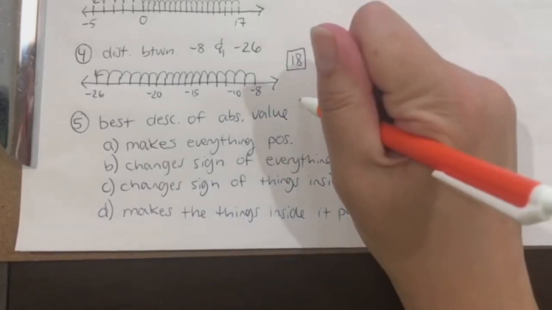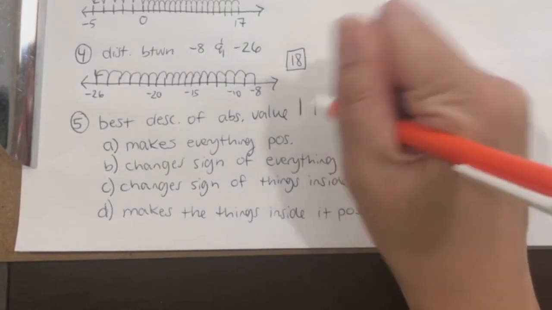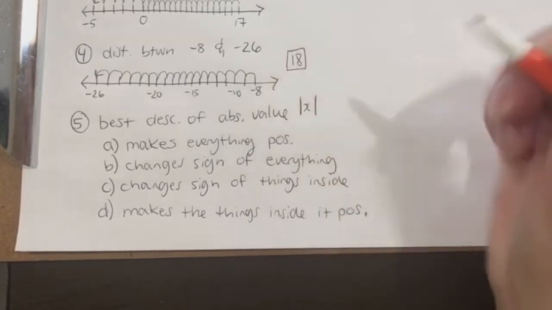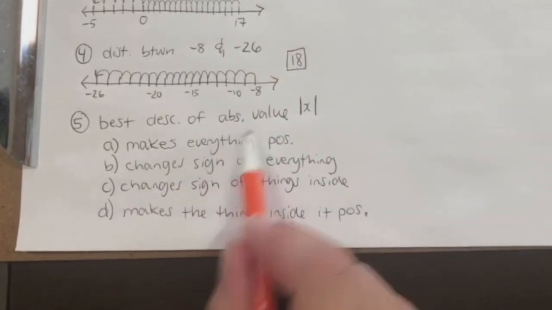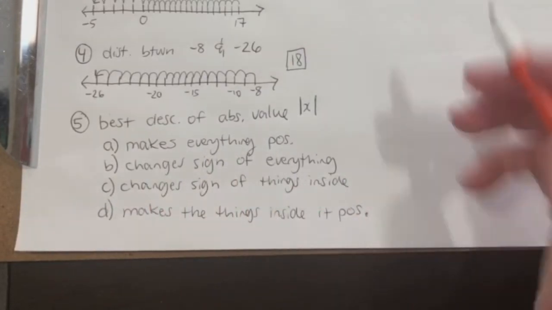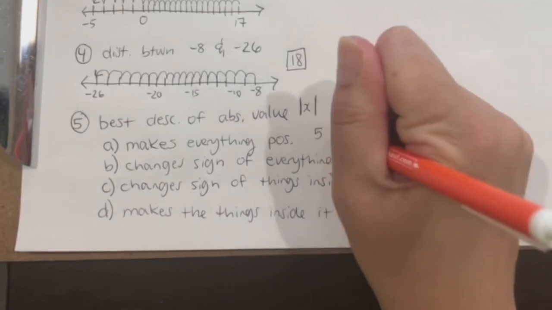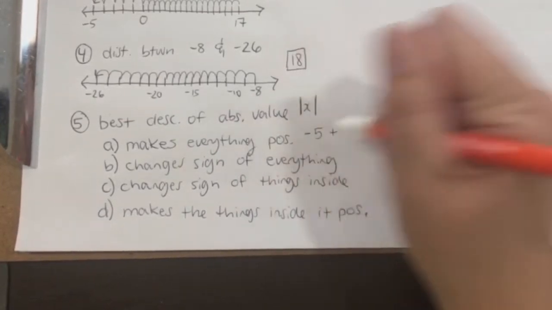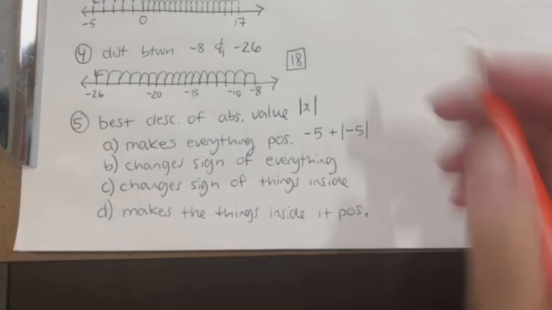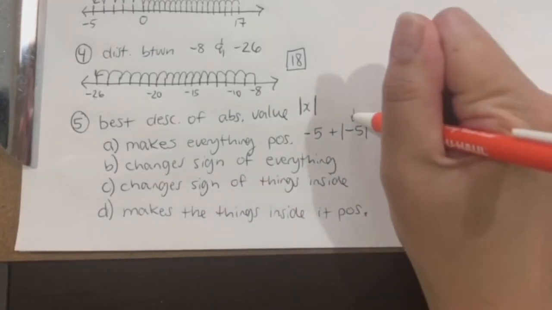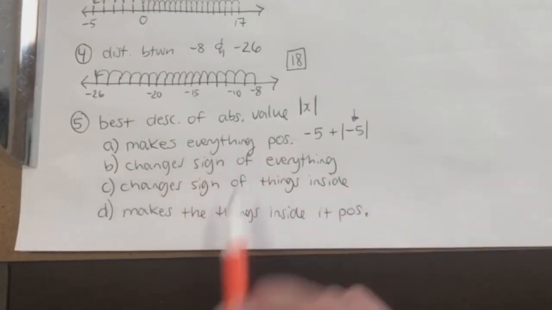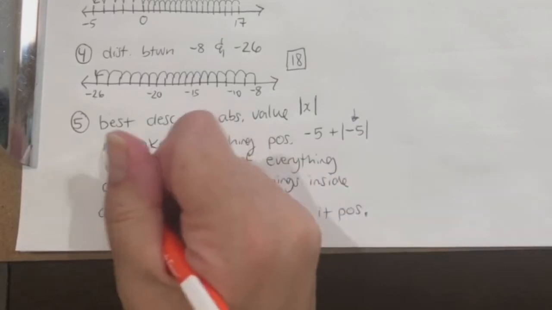So remember, absolute value are these goalposts, these parallel lines, and then there's something inside it. I'm just going to put an X to represent what's inside it. So if we've got absolute value, does it make everything positive? So what if we had -5 plus the absolute value of -5? Well, it's only going to make this guy positive. It should not affect this one outside it. So this saying everything doesn't quite make sense. So I'm going to say not that one.